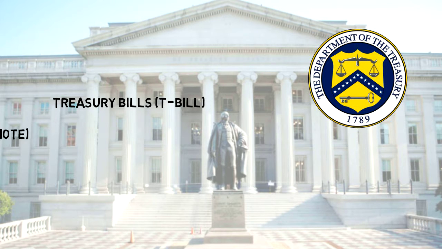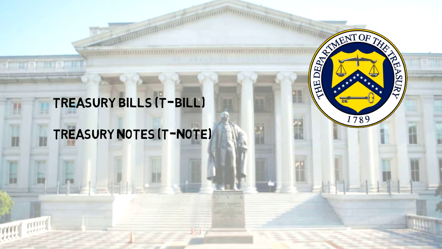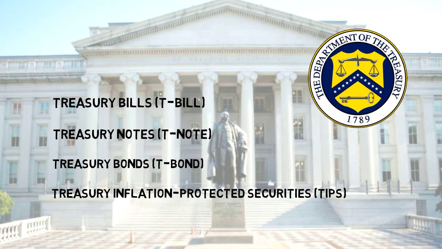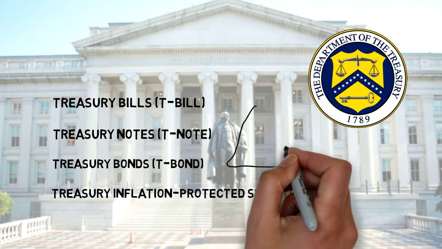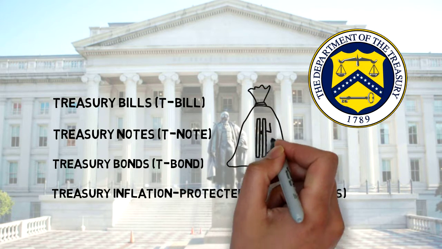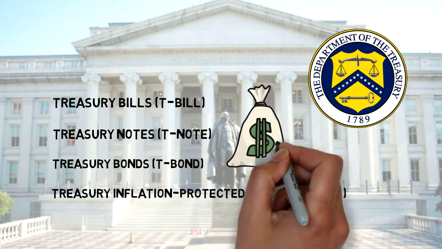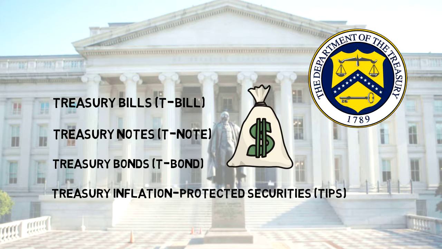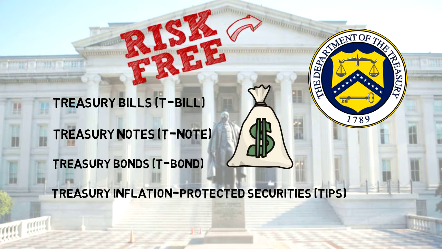There are four types of debt issued by the US Department of the Treasury to finance the government's spending activities. They are Treasury bills, Treasury notes, Treasury bonds and Treasury inflation-protected securities. Backed by the US government, which has various means to ensure full repayment, these investments are virtually considered to be risk-free. These securities vary by maturity, denomination and coupon payments.